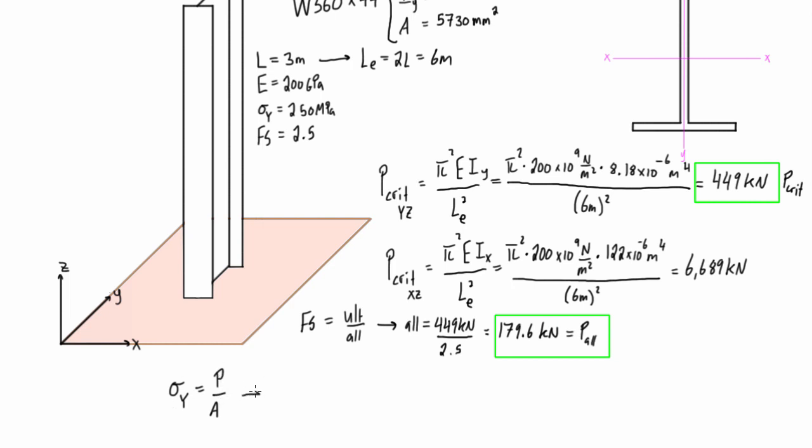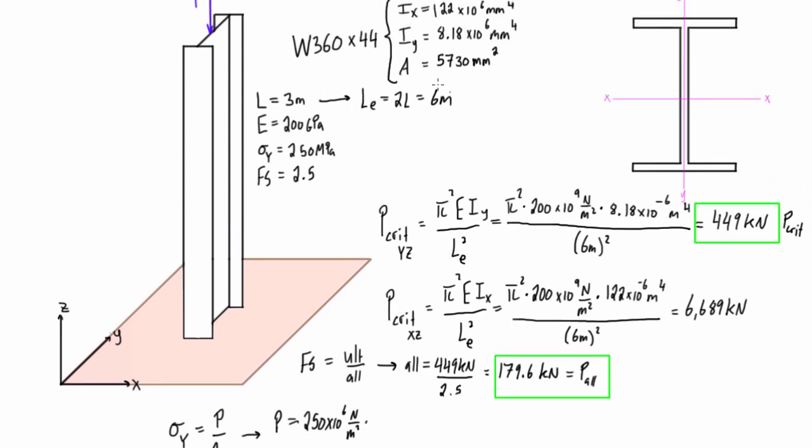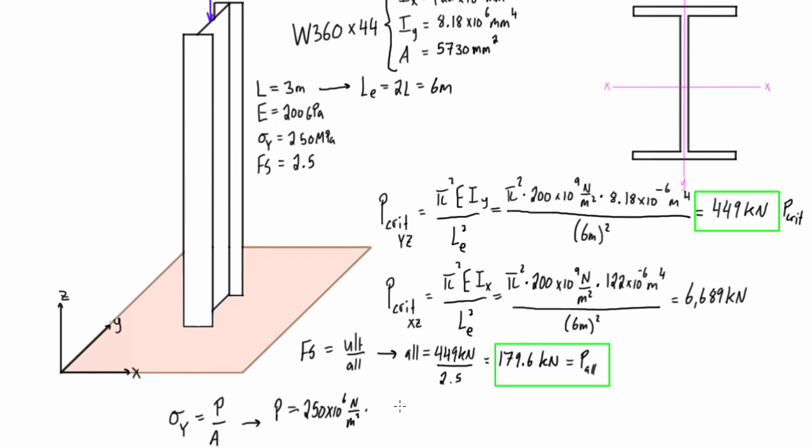That's what we're looking for here. So P is equal to 250 megapascals, which is 250 times 10 to the 6 newtons per meter squared, times our area. Again, this area for this W360 by 44 wide flange shape comes from the tables in the back of your Mechanics of Materials textbook. That is 5730 times 10 to the minus 6 meters squared, just that unit conversion right there. And that gives us 1,432 kilonewtons. That is the actual force that's going to cause us to get yielding.